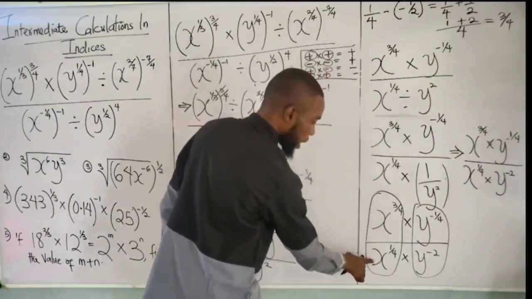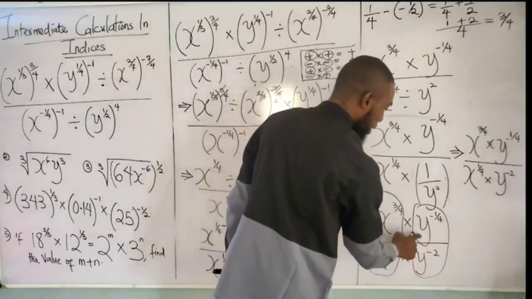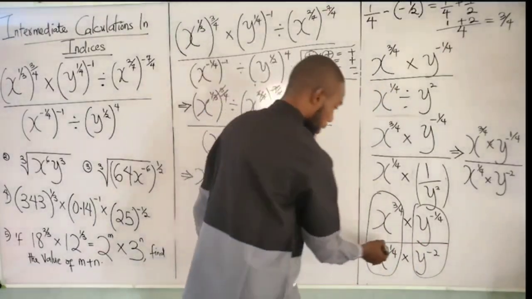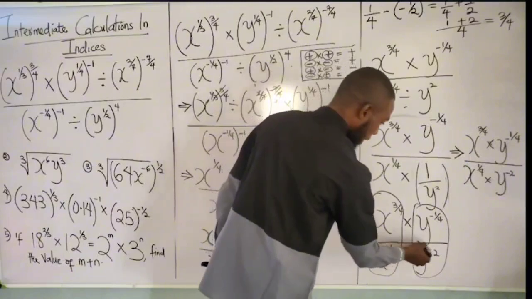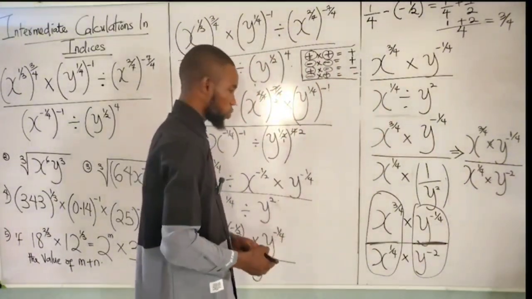Because you see that x and x have the same base, and in this case y and y have the same base, right? And look, there is a dividing operator here, right? You know what to do, right? Let's look at what to do next.